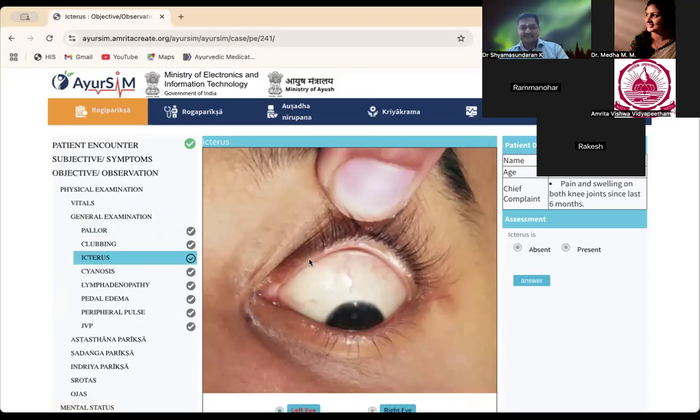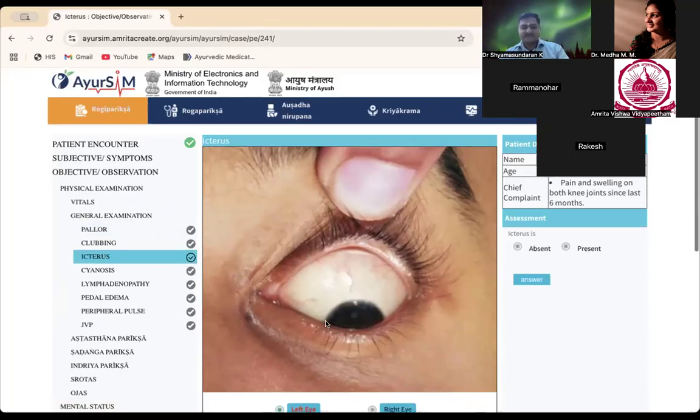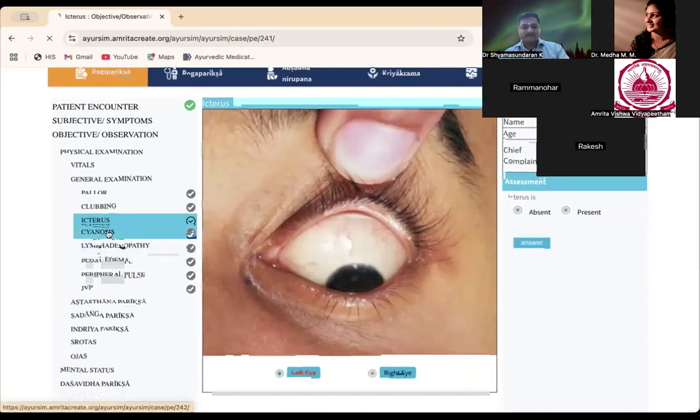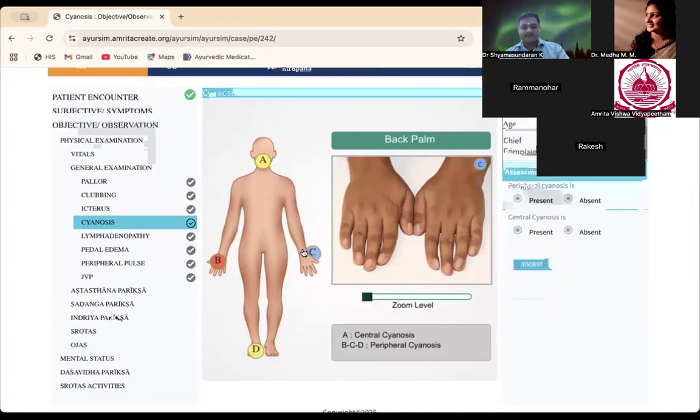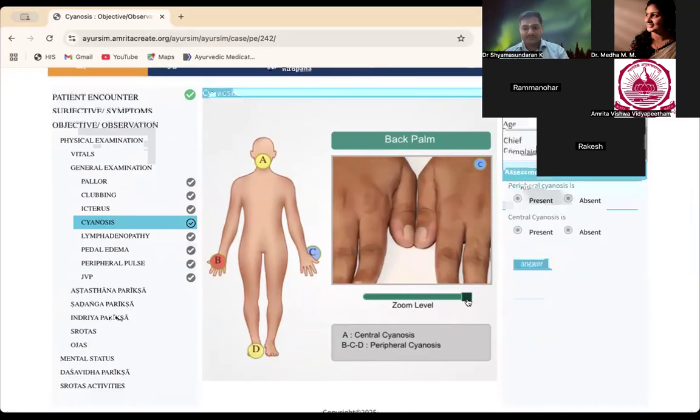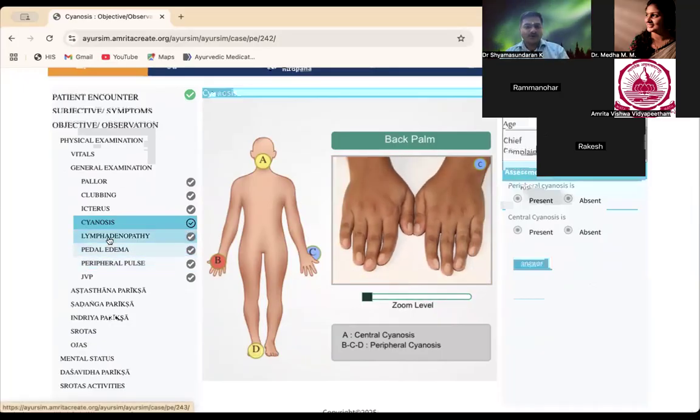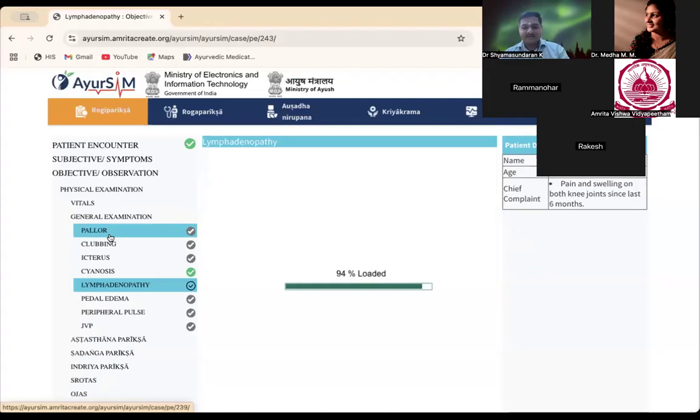See, these are pictures. Some are images, but some are activities. So when you press it, it will zoom and show you the hand. So you can check for the cyanosis here and decide. And you can even zoom in and zoom out. So all of these options are here.